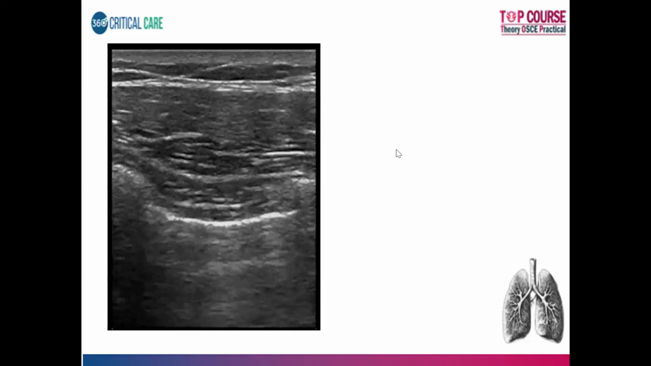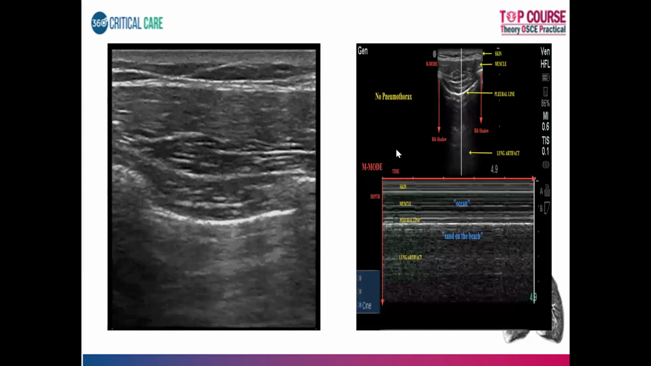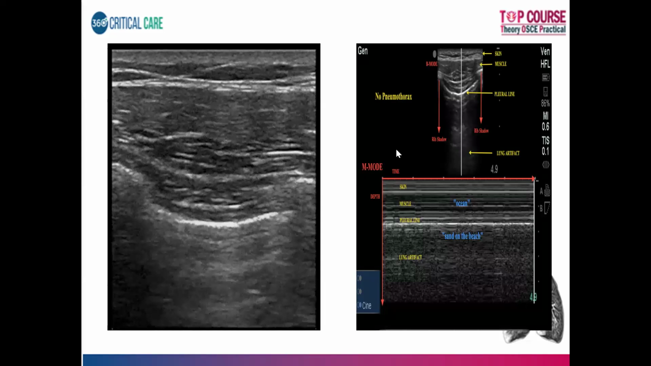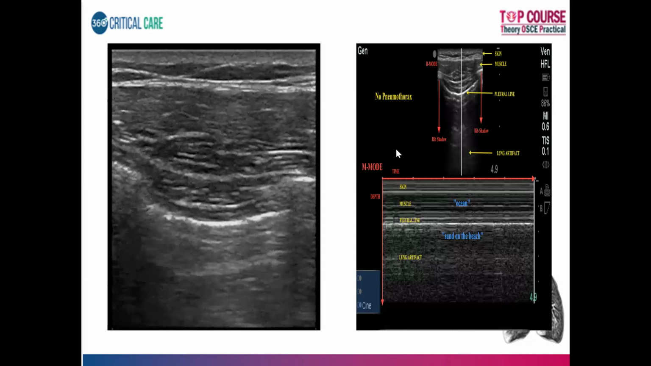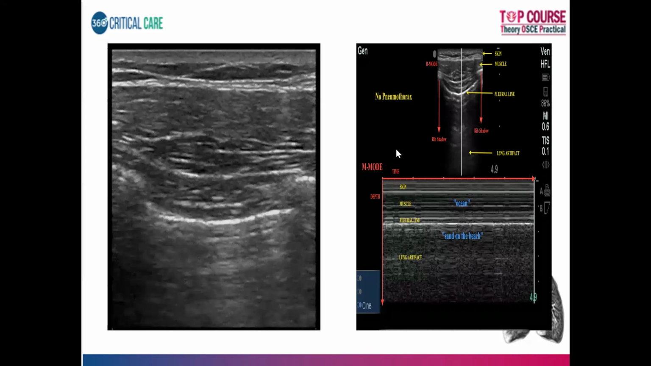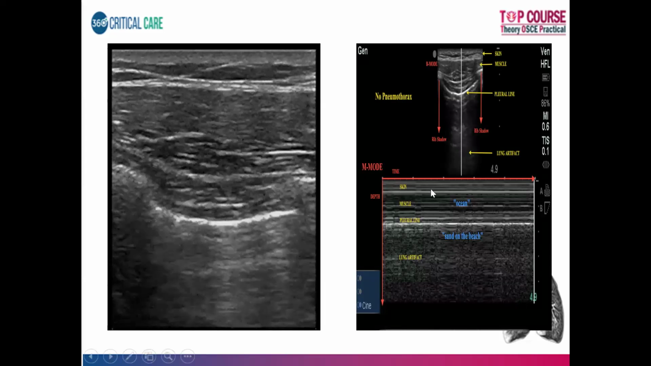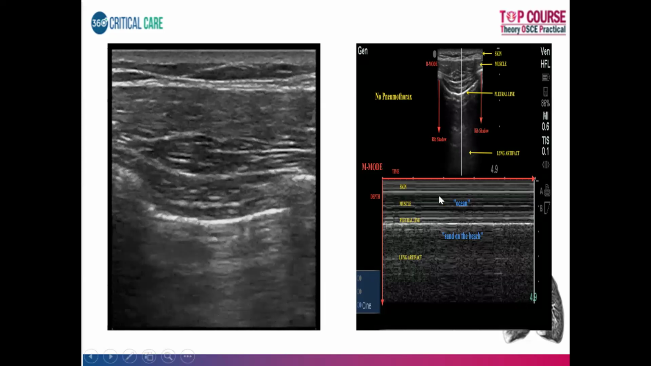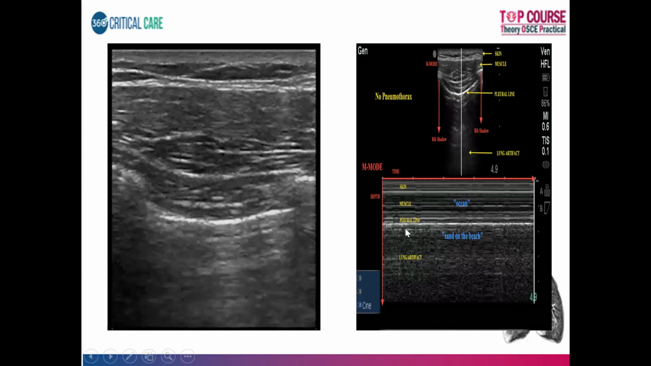Okay, so these are the structures. Basically, a linear image is present here, and these are the structures: the skin, the muscle, that is the intercostal muscle, the pleural line, and then you have the lung artifact here. So this is by and large the labeling of the ultrasound which is present on the left side.